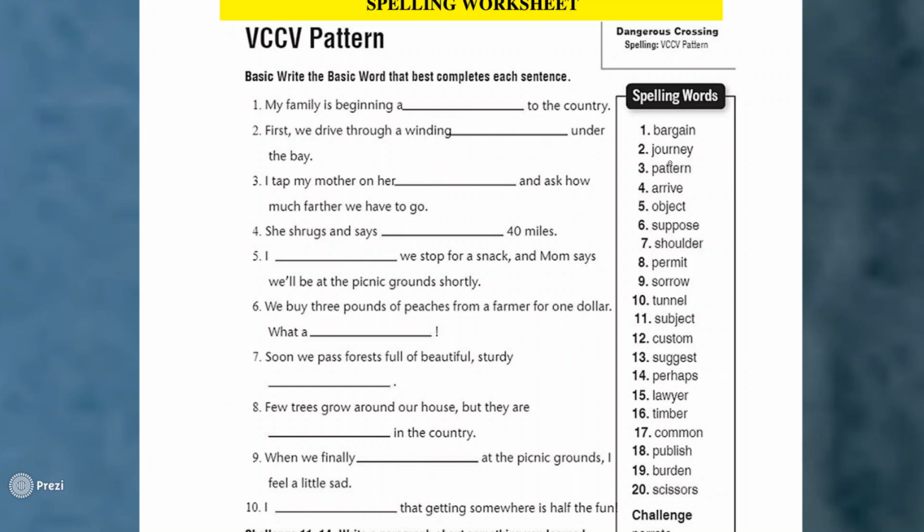Pattern is actually wrong. So I'm going to give you right now the correct answer. The correct answer for number 1 is the word journey. So my family is beginning a journey to the country. So the correct word is coming from number 2, and you're going to write that. So that's the activity for number 1, and that's the worksheet for today.